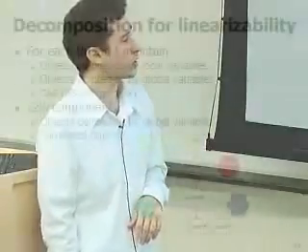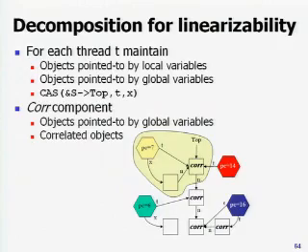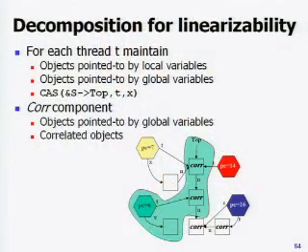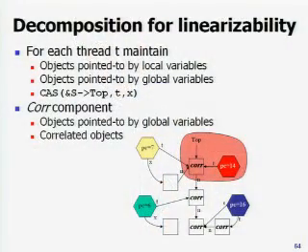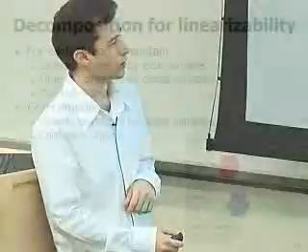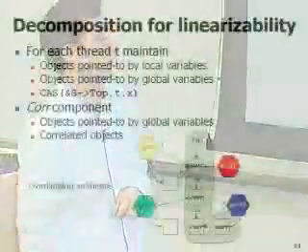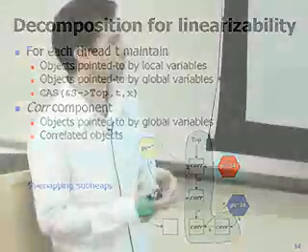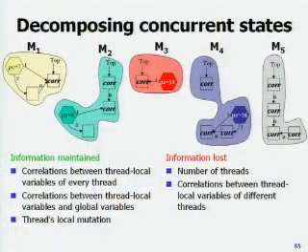So if I apply this decomposition, I get the following. For this thread, I get this subheap. You can see that I'm tracking the correlation between x and t and top. And this is the subheap for this thread, this is the subheap for that thread, and another subheap for the final thread. And I also have the correlated part, which tracks the correlation between the global object and all the correlated objects. And what you can see is that these subheaps actually overlap. And this is actually important. And so if I decompose them, what I get is these 4 subheaps.